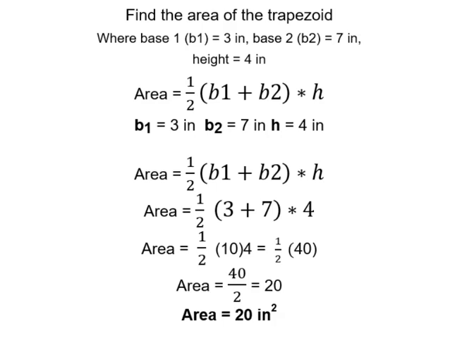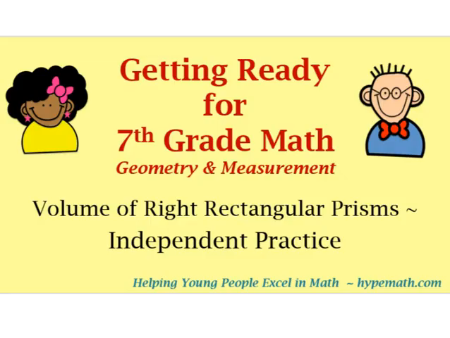Just going over it one more time, we substitute in the values for our bases, base 1 plus base 2, that's equal to 10. We multiply by our height, which is 4, and we divide that total by 2. 40 divided by 2 is equal to 20, so our area is equal to 20 inches squared. This concludes finding the area of triangles, parallelograms, trapezoids, and rectangles. Let's move to our next section, finding the volume of right rectangular prisms.